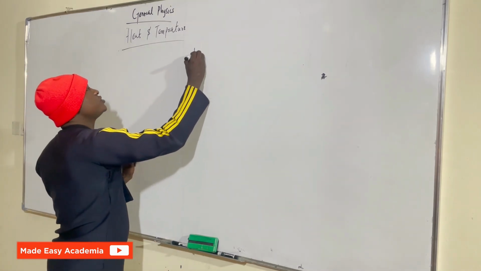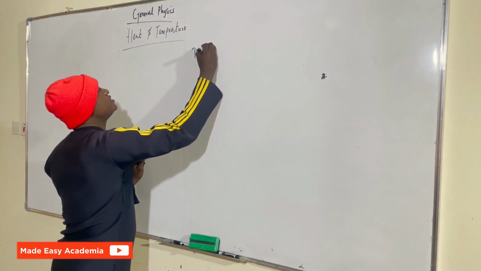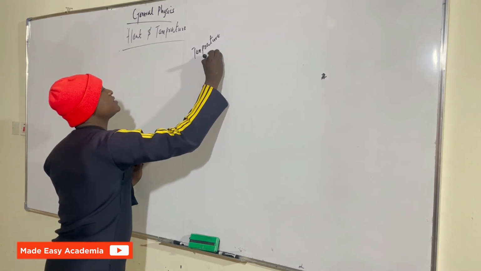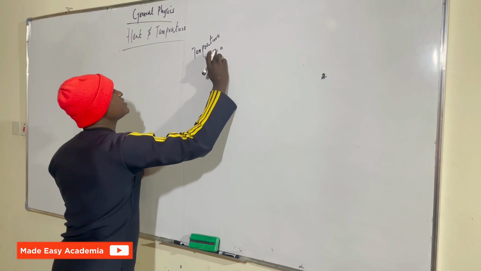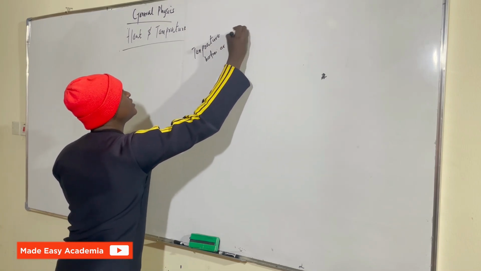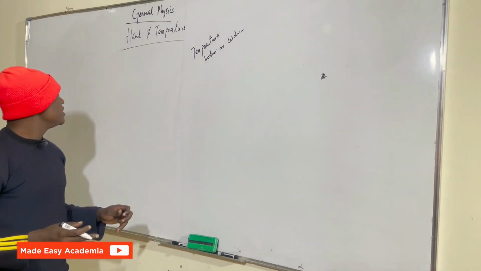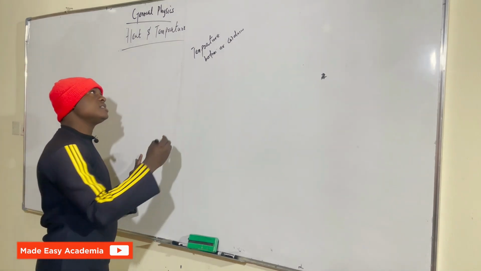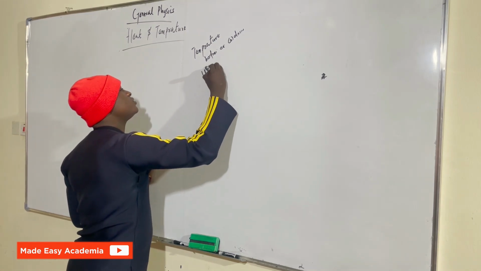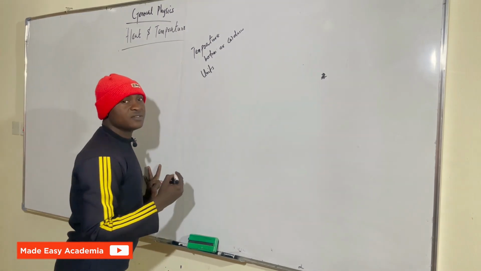When we have temperature, temperature is the degree of hotness or coldness of a place or of an object. So what determines if it is either hot or cold? And it has a unit of temperature. I told you unit in physics is very, very important.